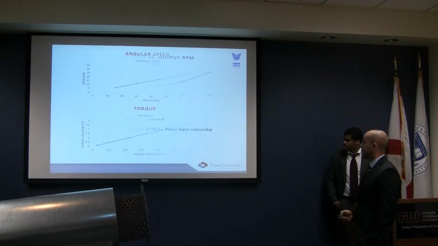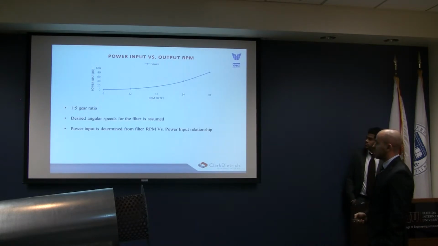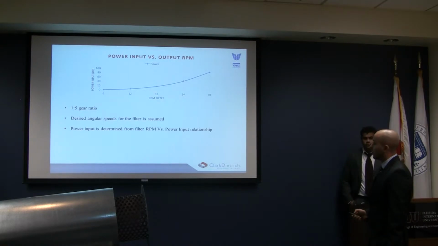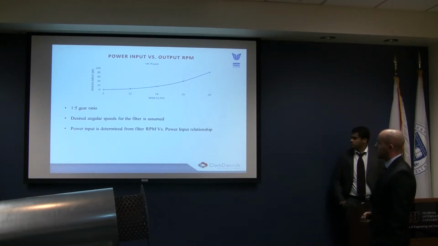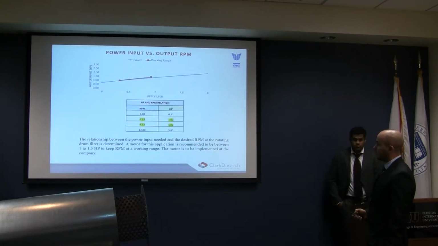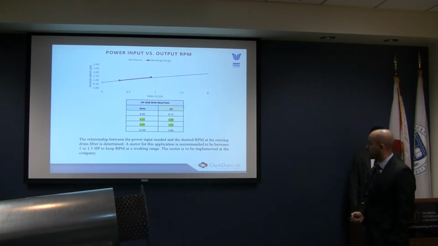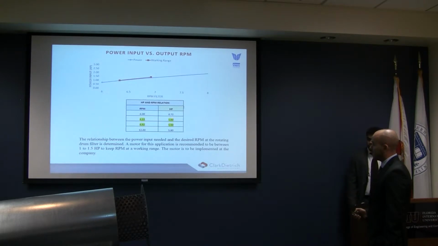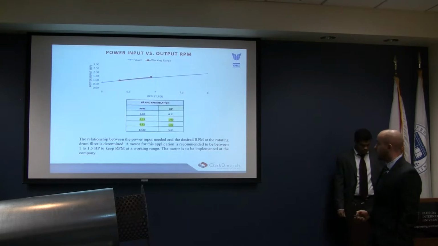Next one. This is the graph that we were really interested in, which was how much power we were going to need from a motor to rotate that filter at certain RPM, and this is the relationship that we found. We found a working range. We knew that we were between 6 and 12 RPM for that filter, and we did some interpolation based on our given horsepower for the motor.